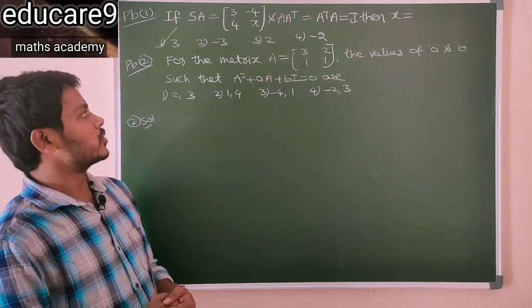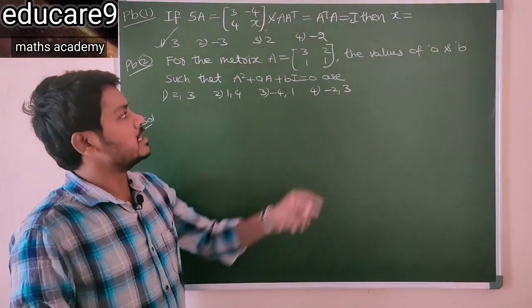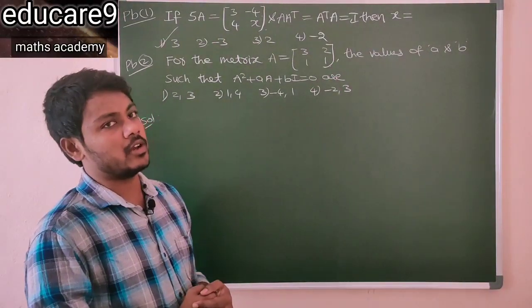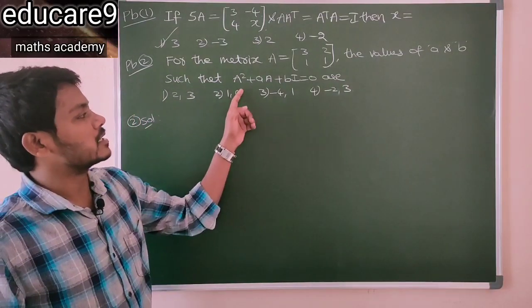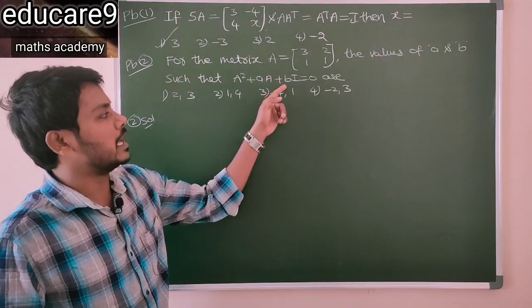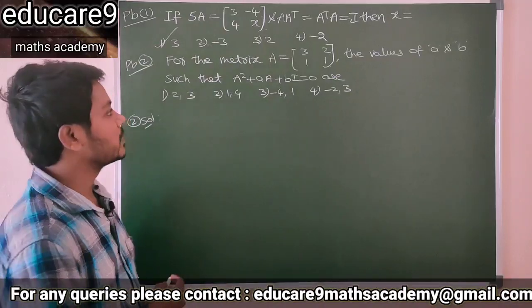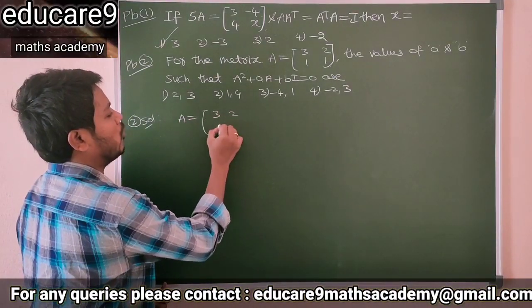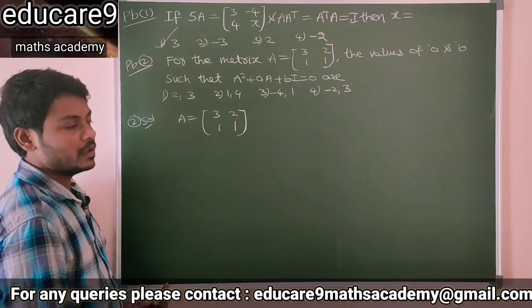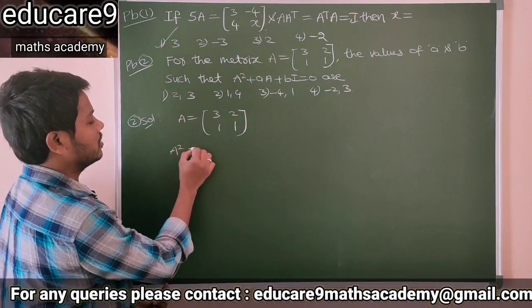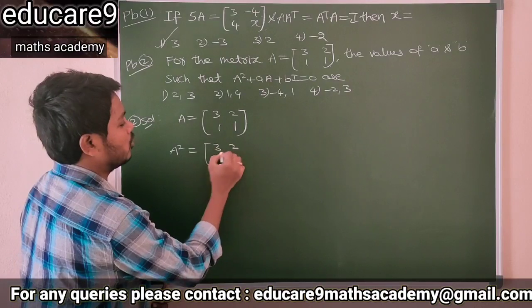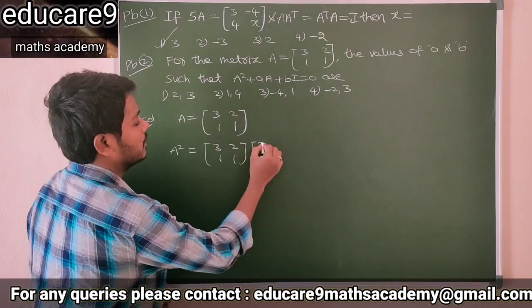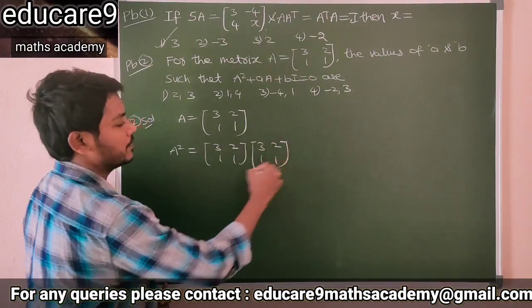So next, see the second solution. Matrix A is given, then find the values of a and b such that A square plus aA plus bI is 0. See here A is equal to [3 2; 1 1]. So find A square. What is A square? [3 2; 1 1] into [3 2; 1 1].